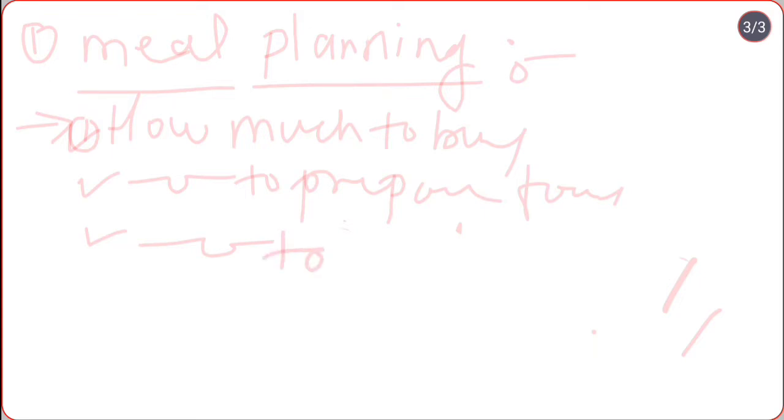How much to spend, nothing but time: how much time is required for that. So all these points, how much to buy and how much to spend, come in meal planning. Then in meal planning, we need a definition of meal planning.